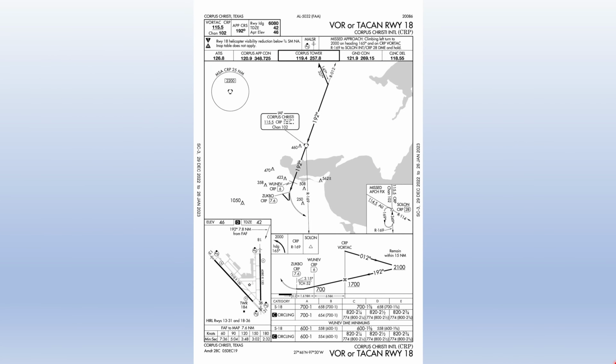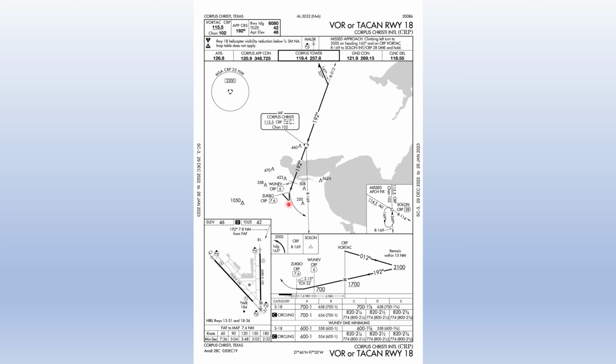So let's go ahead and talk through the way that we would fly this for this particular approach here at Corpus Christi. So let's assume that we are taking off from, we'll just say runway 18 in Corpus Christi. We've been cleared to 3,000 feet. We comply with any departure procedures that they have in Corpus Christi.